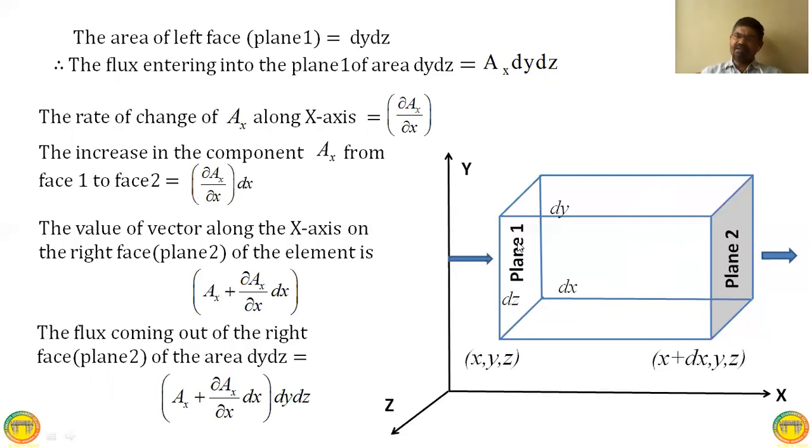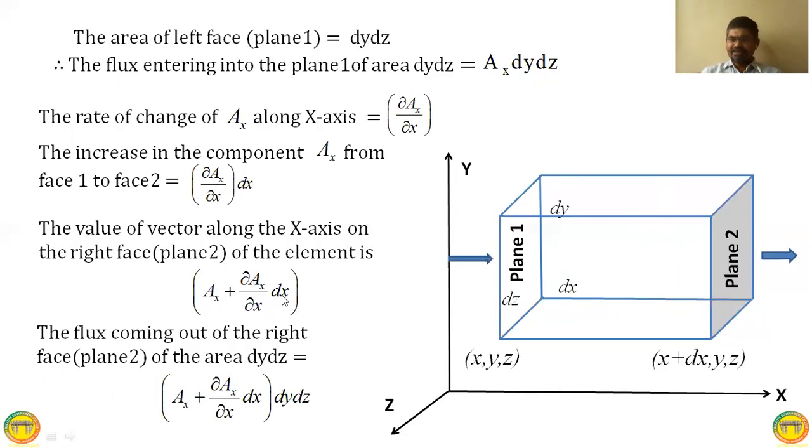Already at plane 1, the value is Ax. Therefore, the increment is ∂Ax/∂x into dx. Now, we can write the value at plane 2: the existing value is Ax, the increment is ∂Ax/∂x into dx. Therefore, the value at plane 2 is Ax plus ∂Ax/∂x into dx.